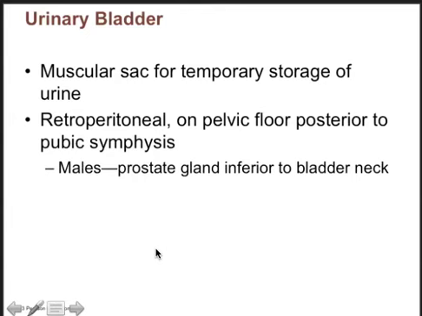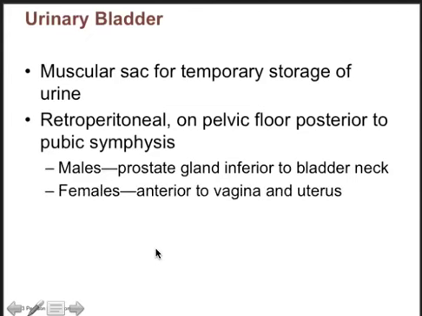In males, the prostate gland lies underneath the bladder, and it actually is the first area through which the male urethra passes. In females, it's anterior to the vagina and to the uterus.